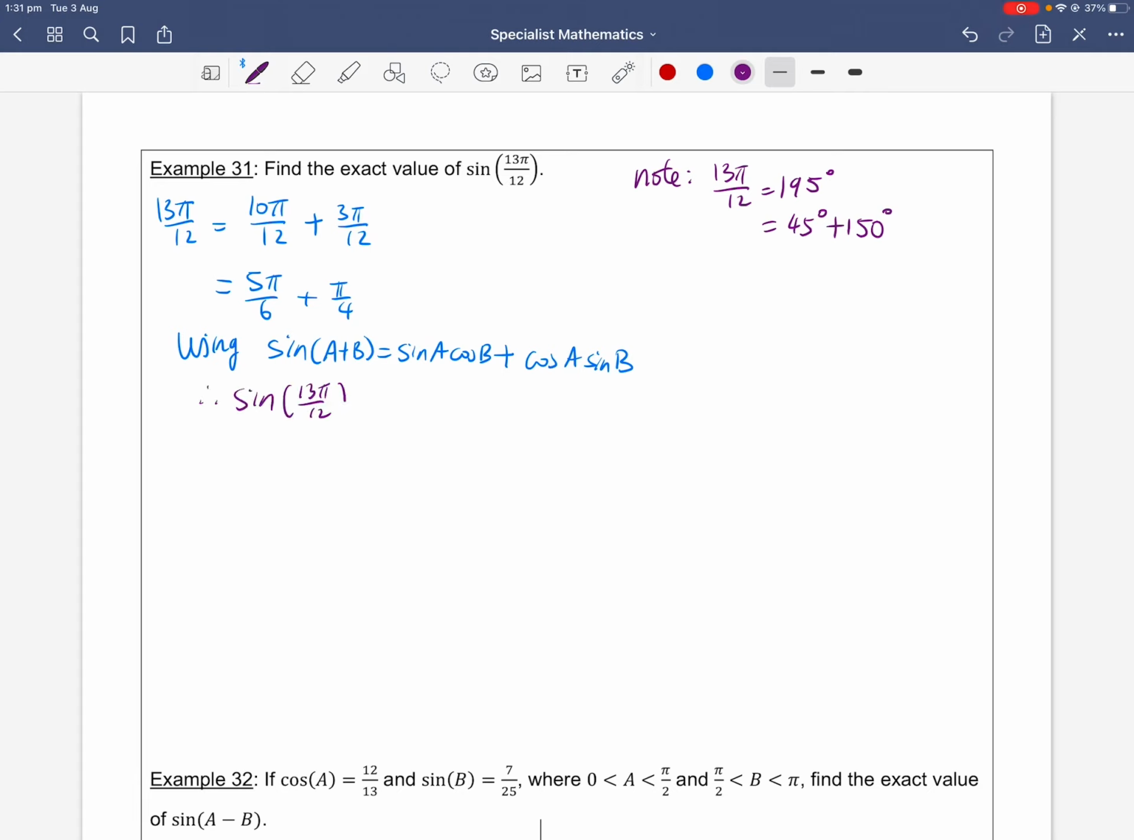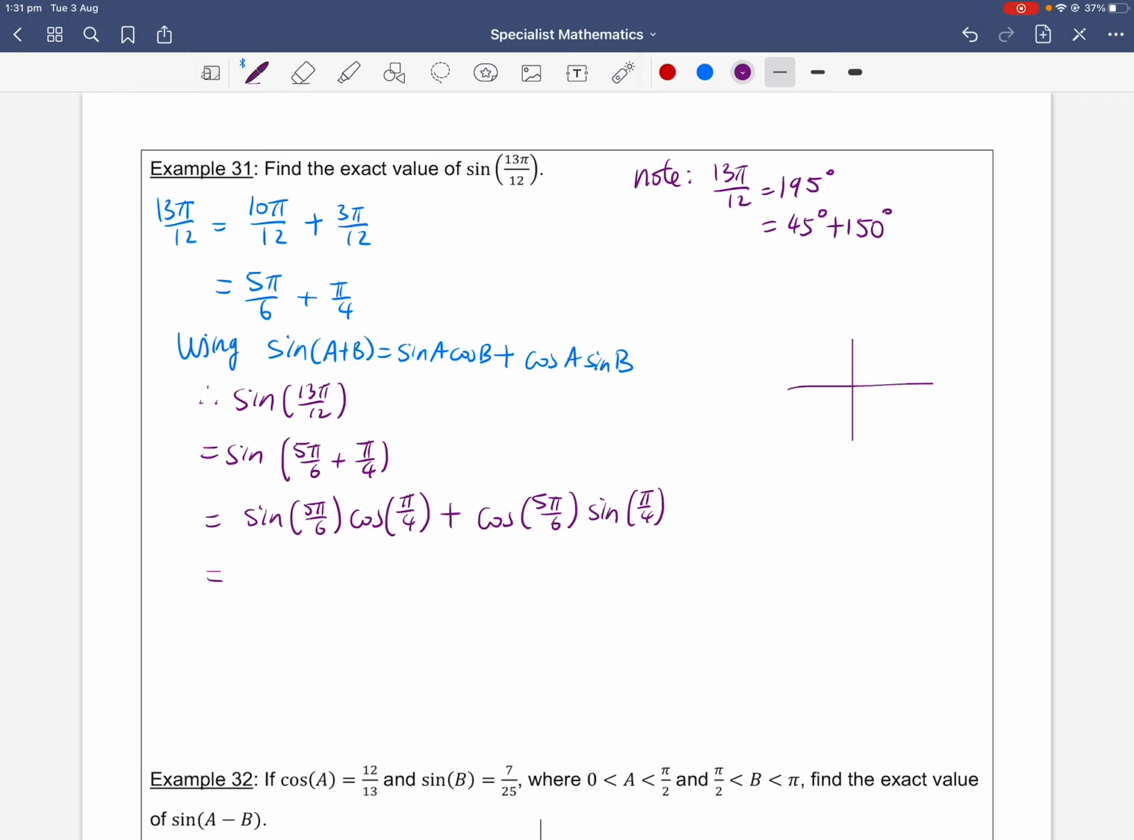So therefore, sine of 13 pi on 12 is the same as sine of 5 pi on 6 plus pi on 4, which means we can break that apart into sine of A, so that's sine of 5 pi on 6 times cosine of B, which is pi on 4, plus cosine of A, so A is 5 pi on 6, times sine of B, which is pi on 4, and then we can just use CAST to work out those values for us. So 5 pi on 6, so CAST, 5 pi on 6 is in quadrant 2, so that's 5 pi on 6.